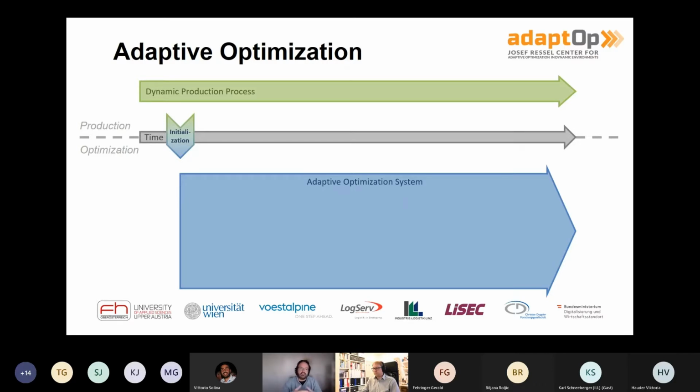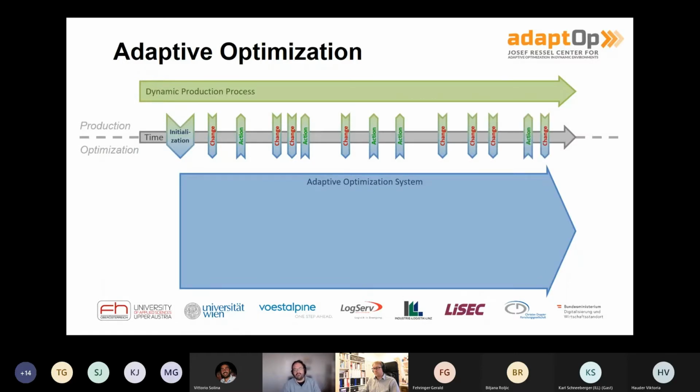when a specific event occurs in our production scenario, but I want to start it once, pass all the data that is relevant for the adaptive optimization system at the beginning, and then I want to have a continuous communication between the dynamic production process and our optimization system. So there are change events that occur that the production system has to communicate to our adaptive optimization system, and on the other hand, the adaptive optimization system has to provide actions or has to recommend actions to the dynamic production process so that these actions can be followed in the production process itself. So that's the vision where we want to get to.